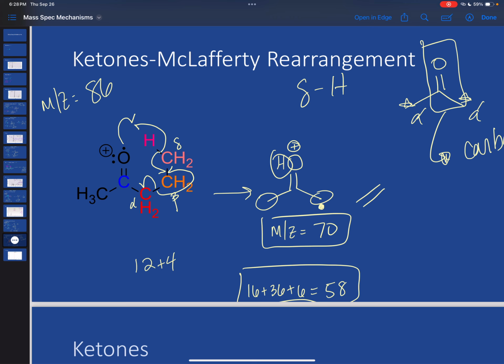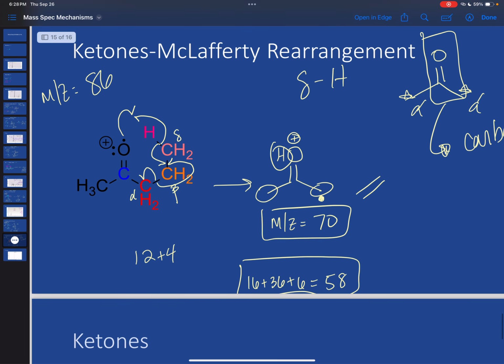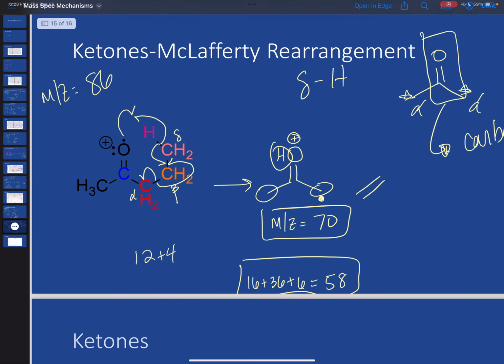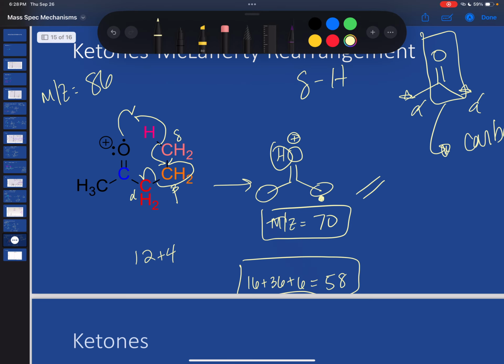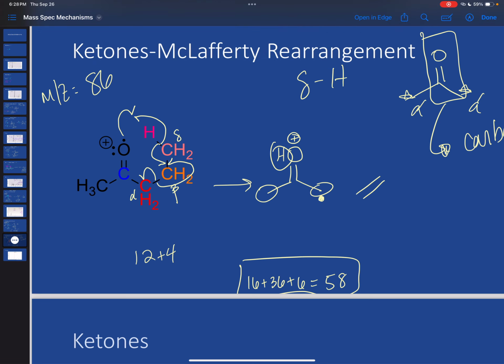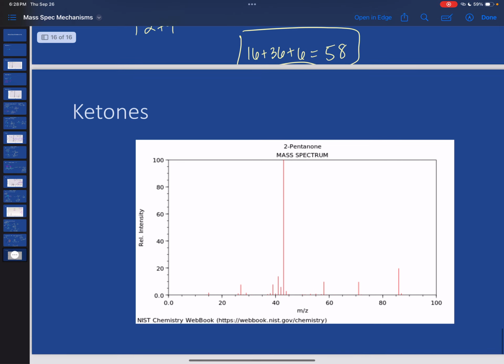Interesting. All right, so let's look at our mass spec. So that's actually what I would expect to see. Let's erase the 70. I had a feeling that was wrong. Okay. So 58. All right, that makes a lot more sense.